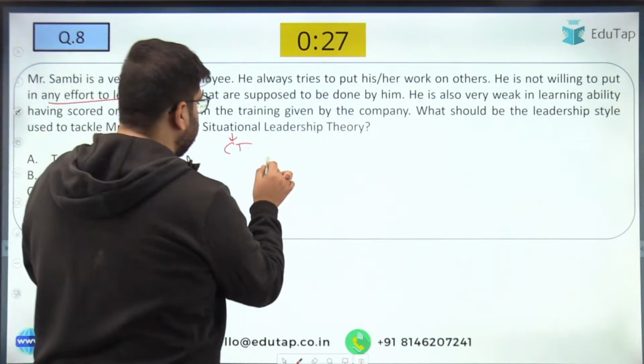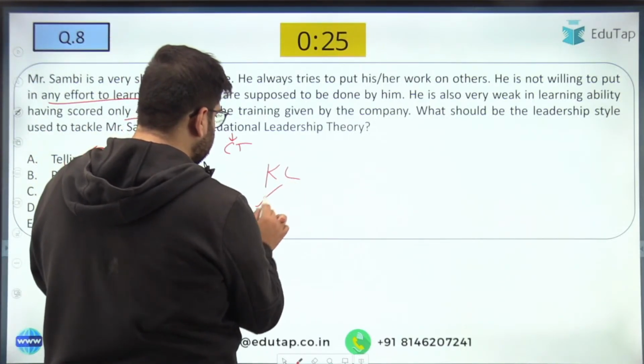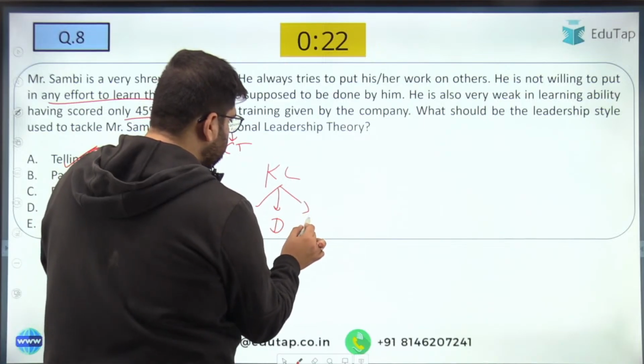And I hope you remember Kurt Lewin's leadership styles: autocratic, democratic, and delegative.